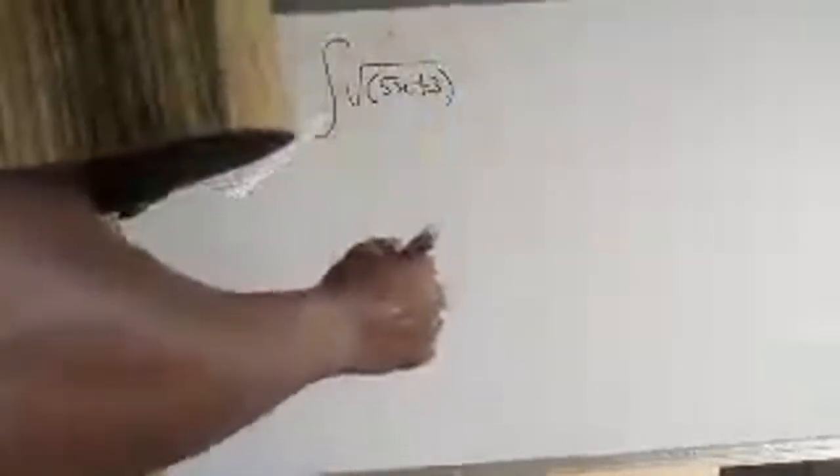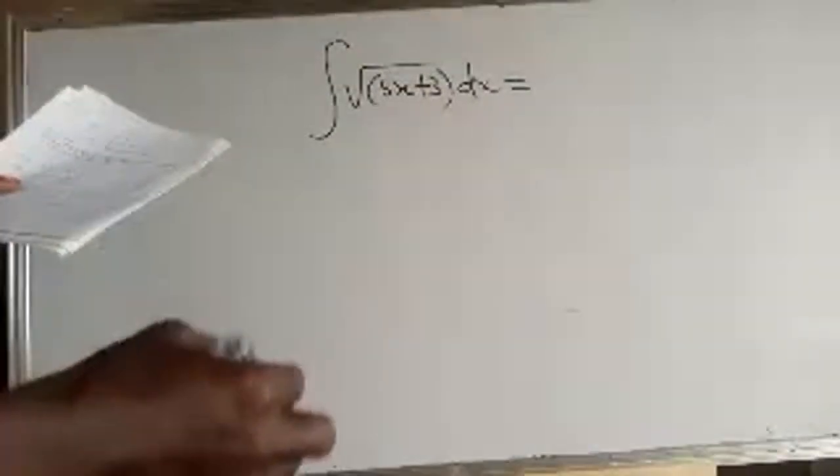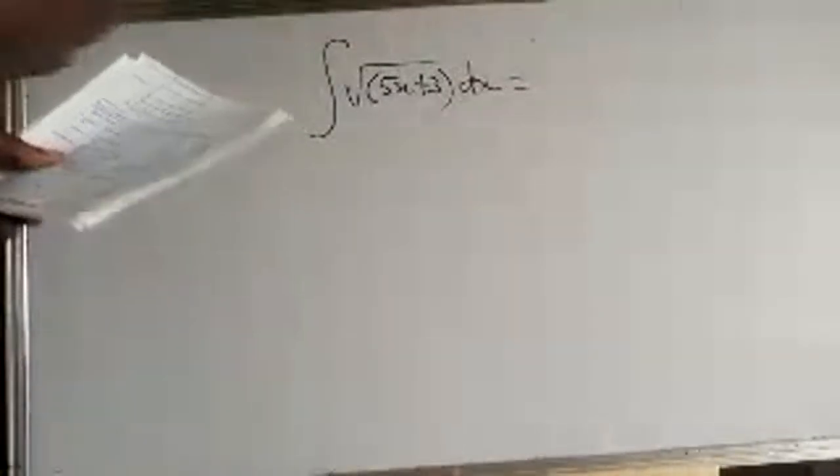Now, let's look at another example. The integral of the square root of 5x plus 3, raised to the power of half. Sorry, the square root of 5x plus 3 dx. That's the question. So now, what do we do? What are we going to do here?